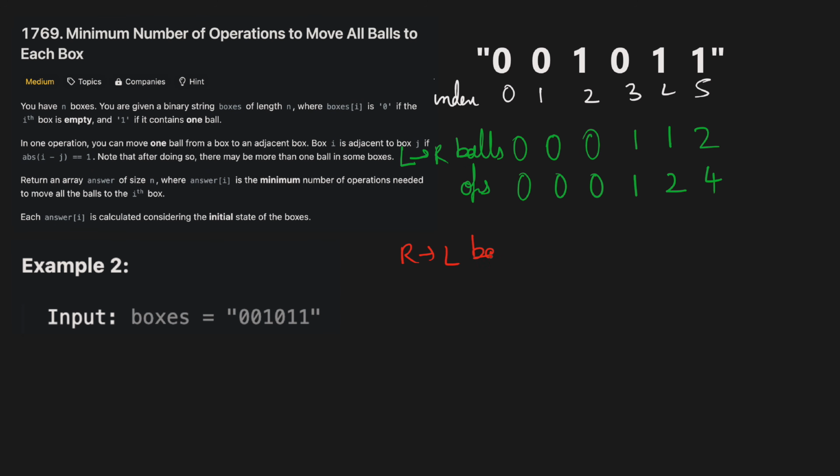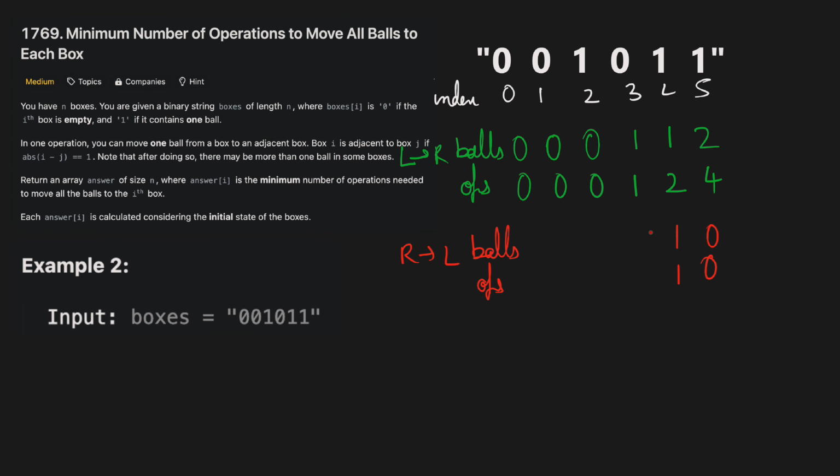So let's again take balls and operations. For the rightmost box there is no ball right of it, so we will fill in 0 balls and the number of operations will also be 0. Then at index 4 we have one ball on the right of it, and the box on the right of it does not have any operations, but we need to carry one ball forward. So the number of operations for this box will be 0 plus 1, that is 1.